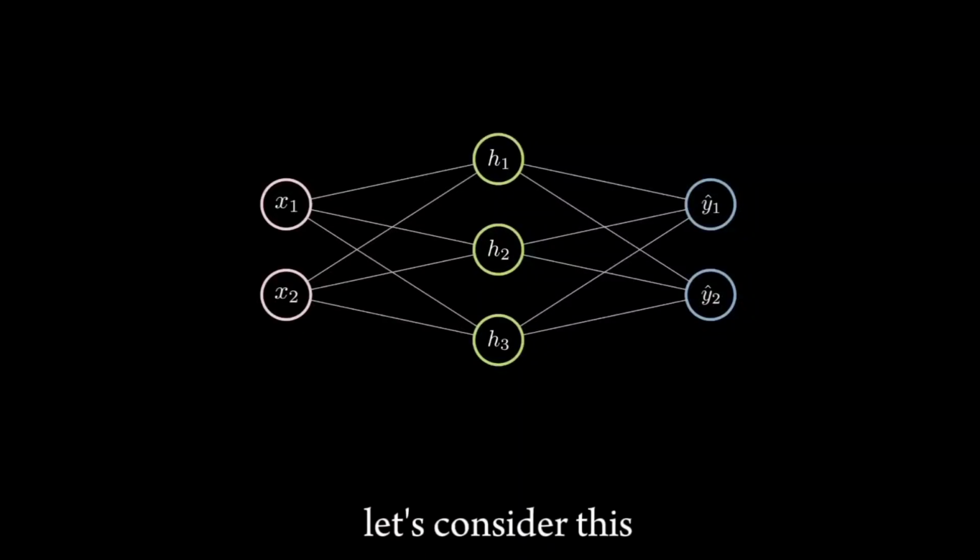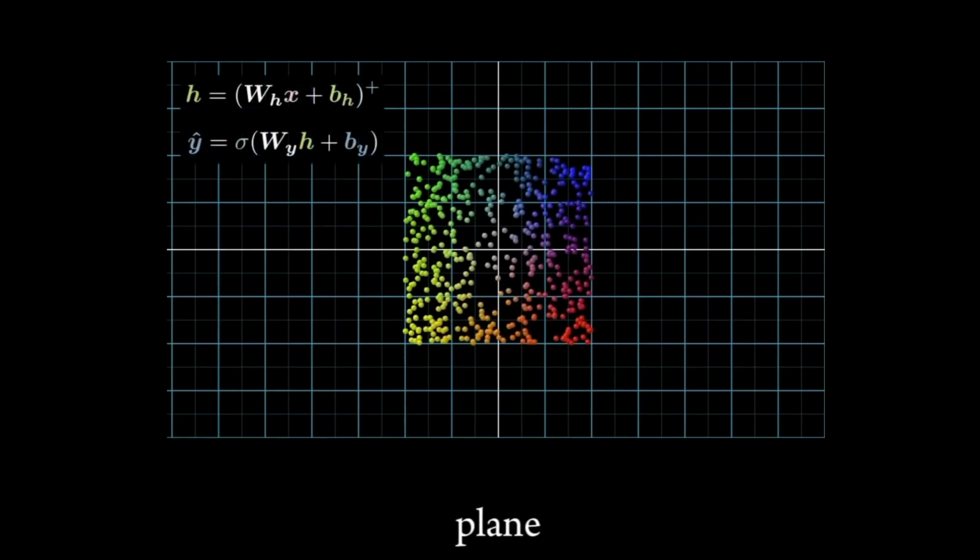Let's consider this neural network with 2 input neurons, a hidden layer with 3 neurons, and a final layer with 2 outputs. As before, the weights and biases are randomized. We start off in the 2D plane with a uniformly distributed square of points. But now instead of mapping from 2 to 2, we're mapping from 2 to 3.